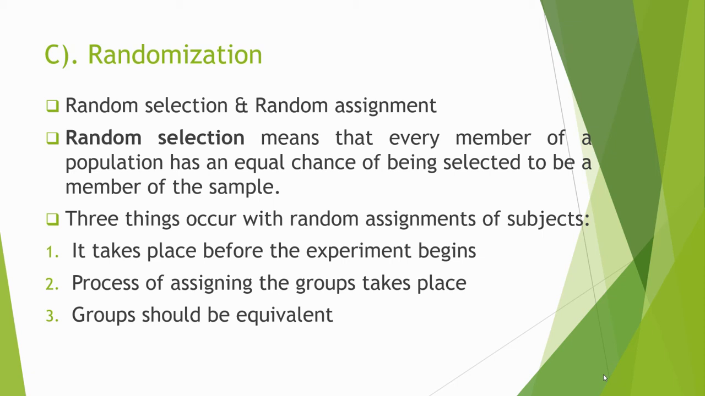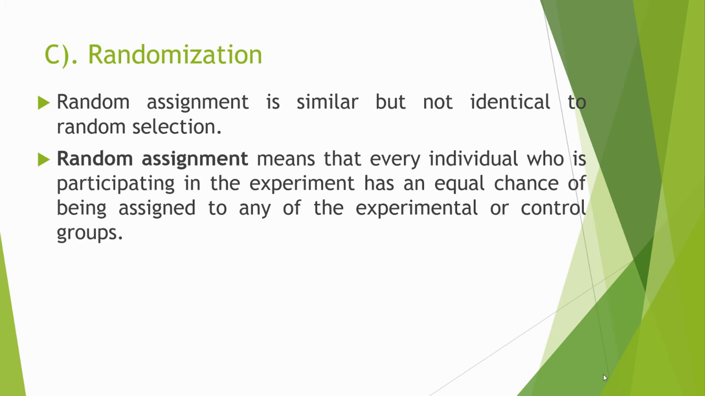If we look back at random assignment, it's similar, but not identical, to random selection, since as we know, random assignment occurs only in an experimental setting where the subjects are being assigned to various treatments. If the subjects are randomly assigned to treatments, then any observed effect can be attributed to the treatment, and hence we can make causal conclusions based on the study.